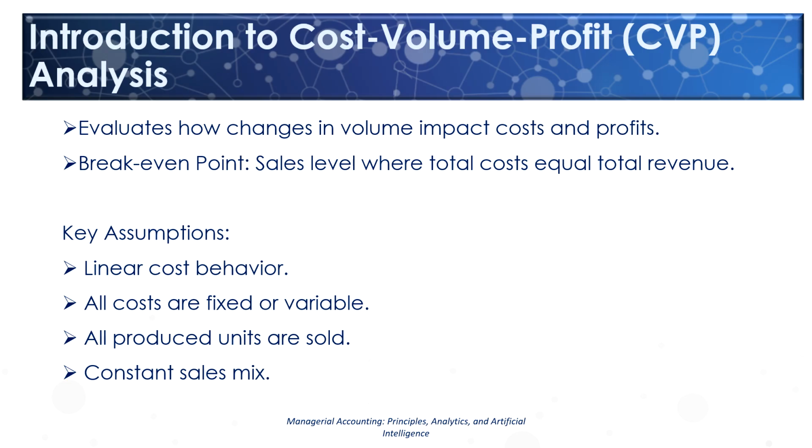Now we introduce cost volume profit analysis. CVP analysis evaluates how changes in sales volume impact costs and profits. One key goal of CVP is to determine the break-even point. The break-even point is the sales level where total revenue equals total cost, meaning profit is zero. CVP analysis makes several assumptions. One, costs behave linearly. Costs can be classified as fixed or variable. All units produced are sold, and sales mix is constant if multiple products exist.